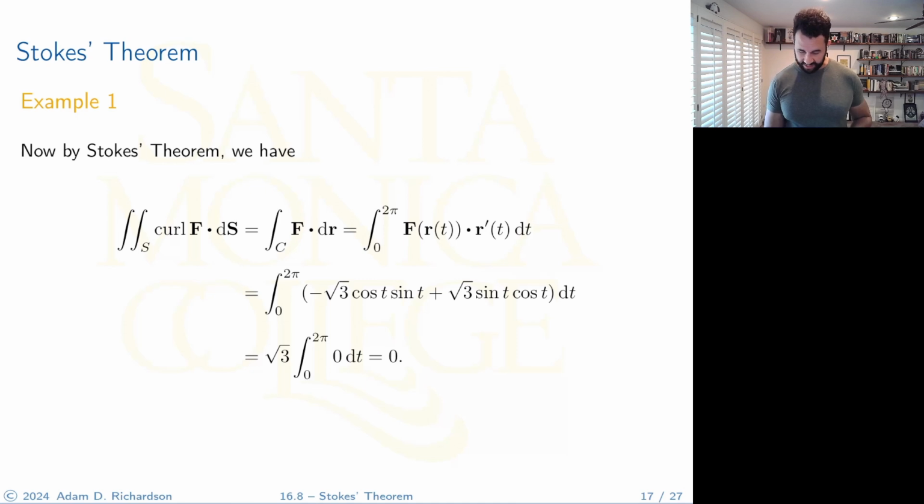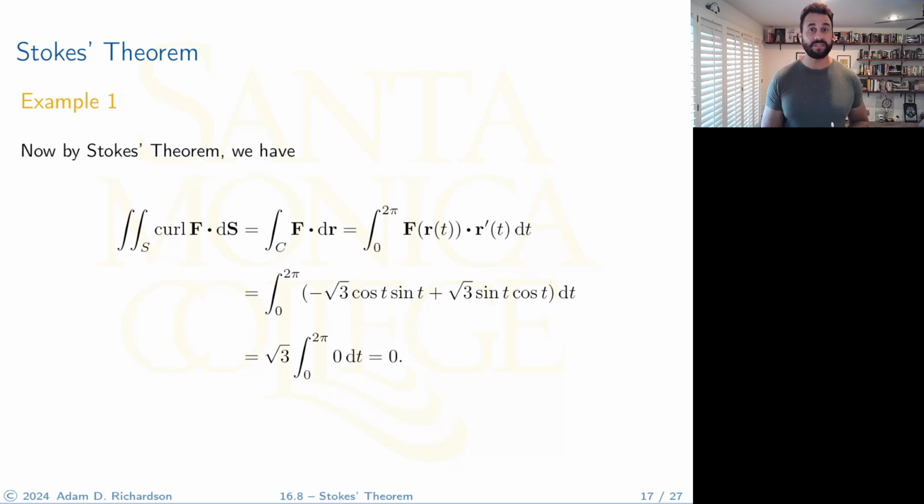Then when we simplify, oh yeah, check this out. You've got cosine t sine t and cosine t sine t. So that's going to be 0. Yeah, we can factor out the root 3 from both of these terms. And then you get 0 as your integrand. So this is going to be 0. There we go. In other words, that surface integral is 0.